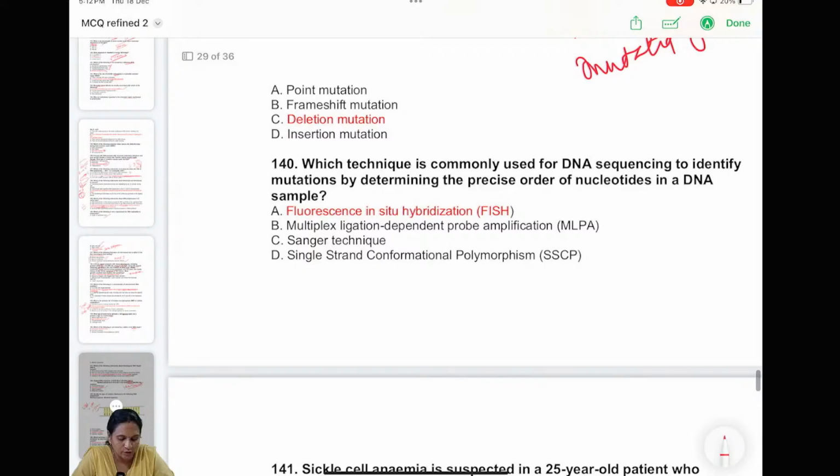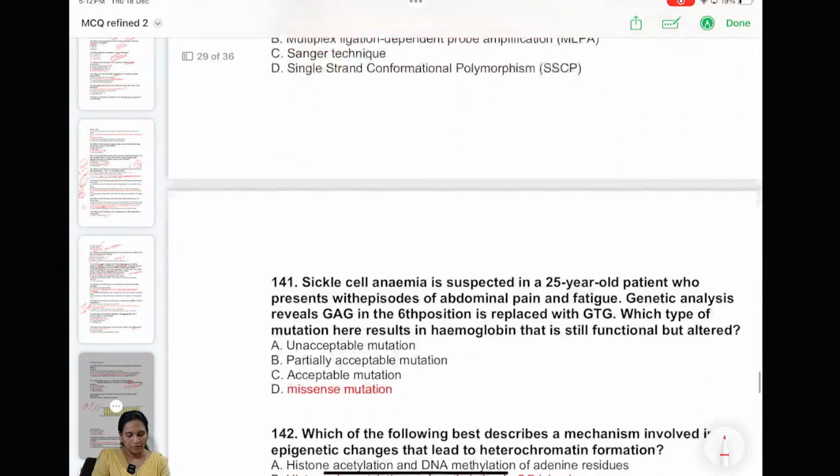Then, which technique is commonly used for DNA sequencing to identify mutation by determining the precise order of nucleotides in a DNA sample? Fluorescence in situ hybridization, that is FISH. So the method used to identify mutations by DNA sequencing is fluorescence in situ hybridization.